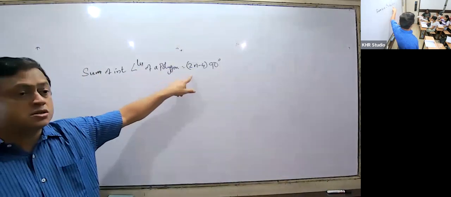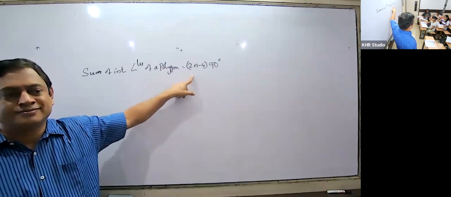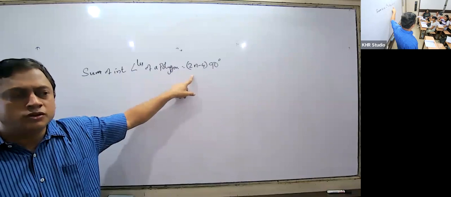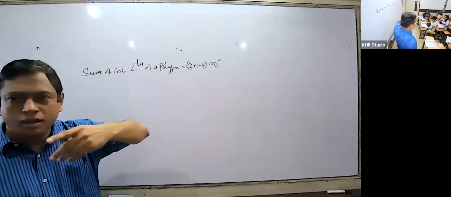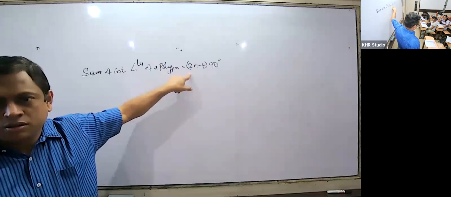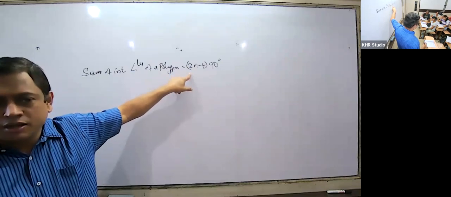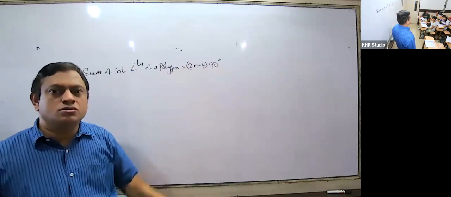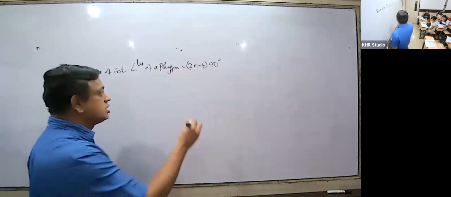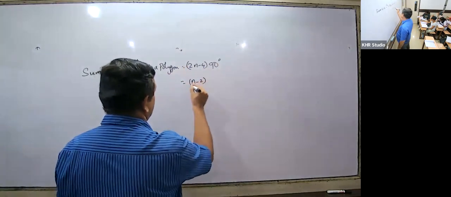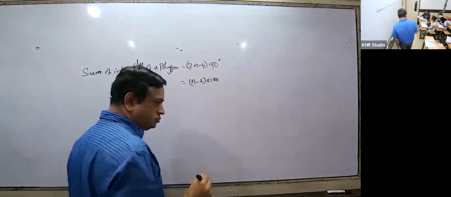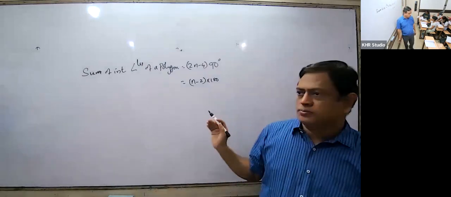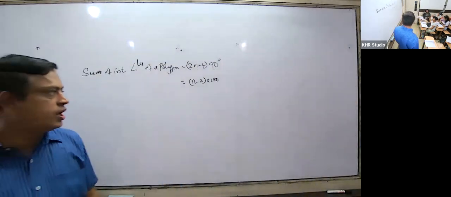This can also be written as 2n minus 4. Take 2 as common. What will be left out? n minus 2. That 2 multiplied by 90. What is 2 multiplied by 90? 180. Therefore, this can also be written as (n minus 2) times 180. Both are the same thing, either (2n minus 4) times 90 degrees or (n minus 2) times 180.